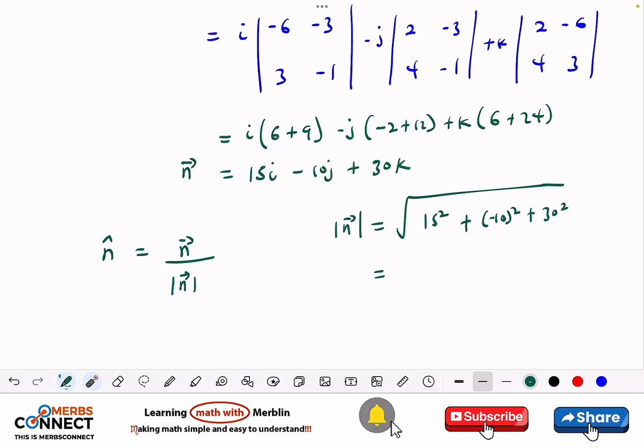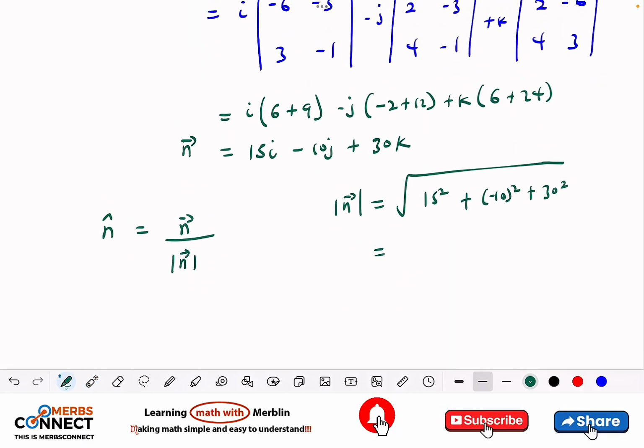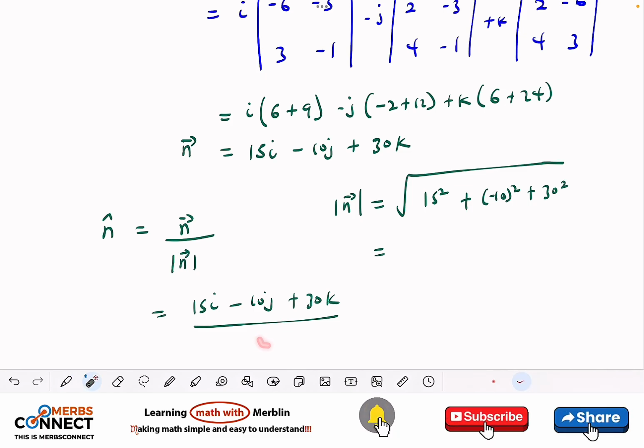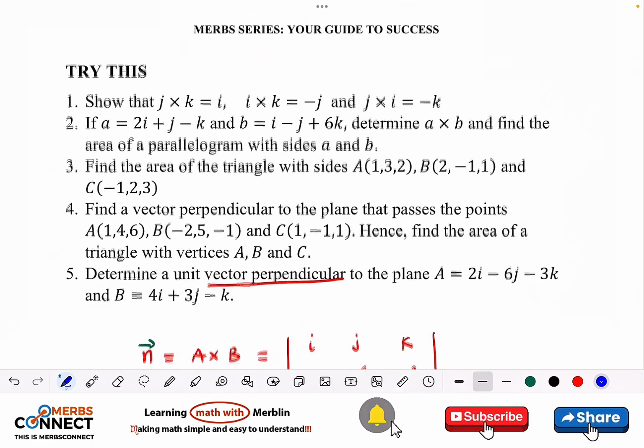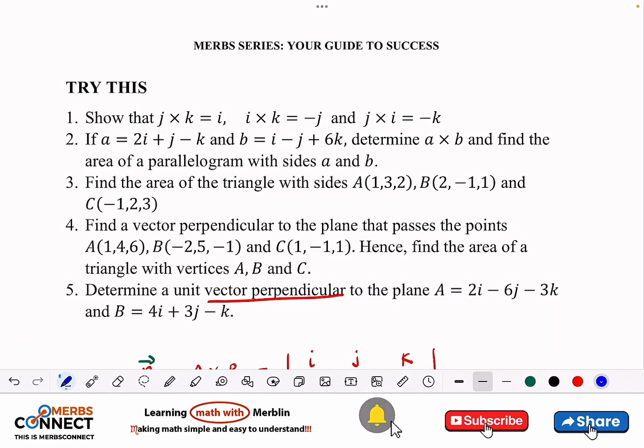I'm not using a calculator, so just simplify this. I want you to put the final results in the comment section for this. Simplify this, and then you're going to have something like 15i minus 10j plus 30k divided by the result that you get here. Then you put it here, and put the final results in the comment section.